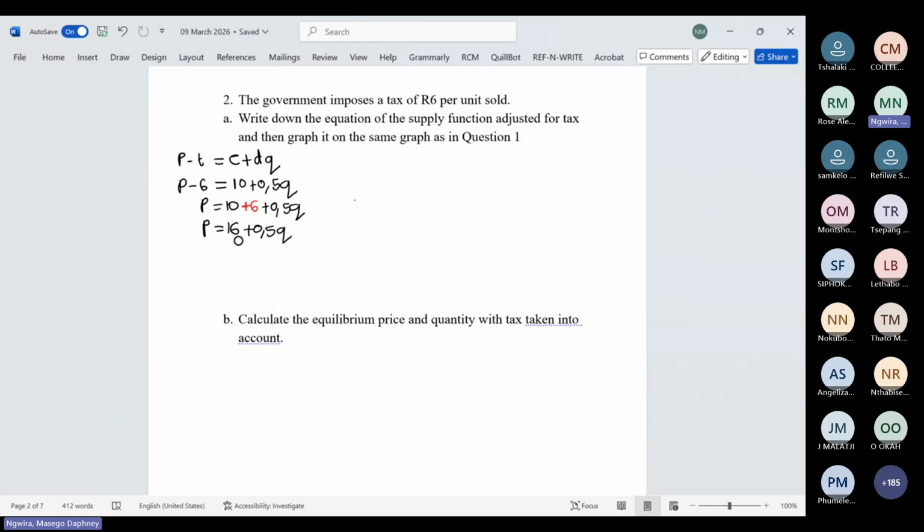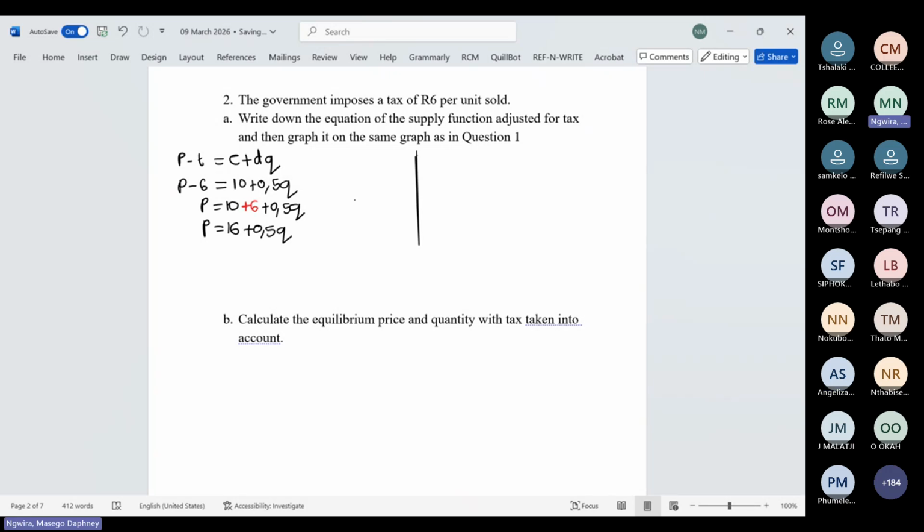So now we answered the first part of the question. Now we answer the second part. I repeat, you won't be asked to draw the graph because our questions are multiple choice. When it comes to functions, we can either use algebra or a graph, and we use algebra most of the time. So now I'm going to redraw the graph again, and we're going to introduce this supply function adjusted for tax. I'm going to redraw what I did on the other side.